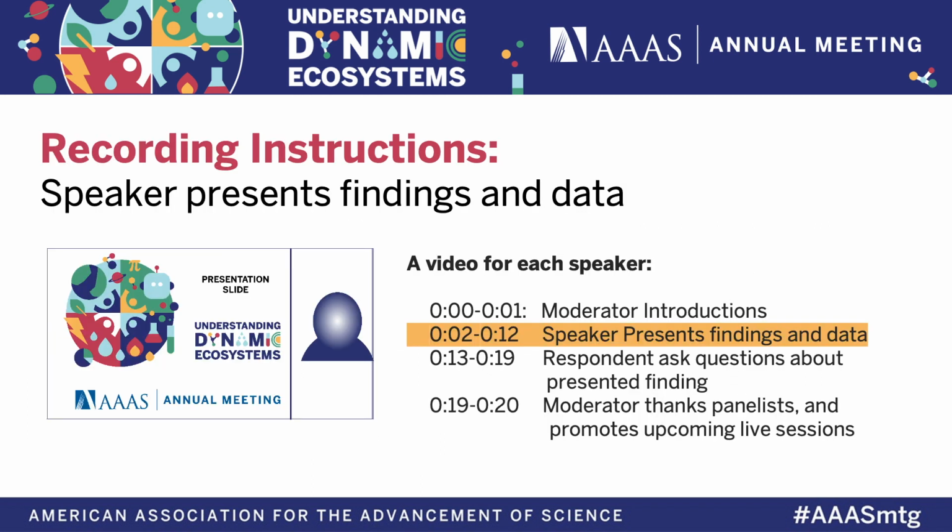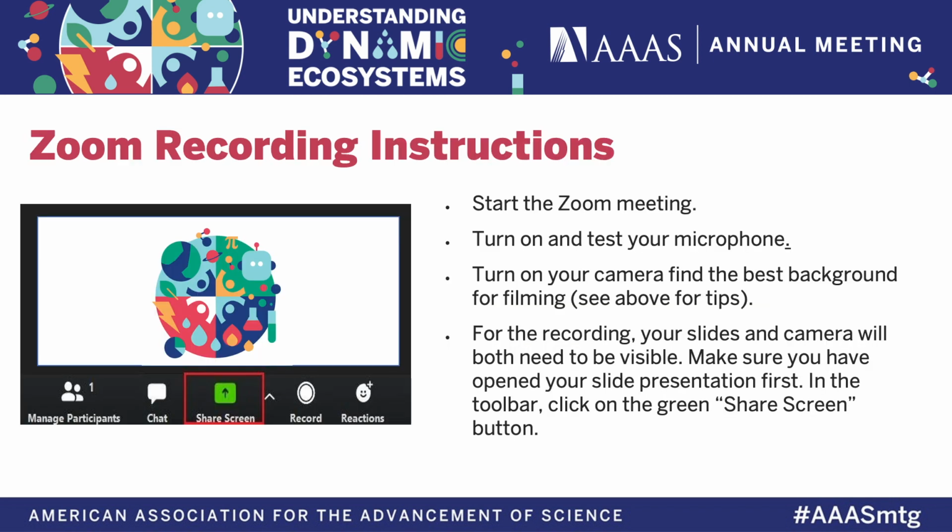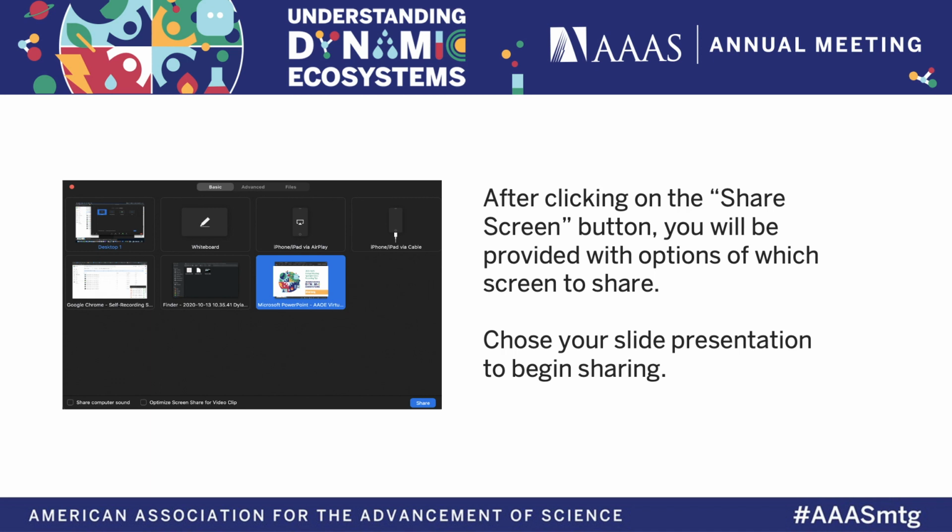The following details recording instructions for when the speaker presents their findings and their data. In order to record via Zoom, first start a Zoom meeting. Please turn on and test your microphone, and turn on your camera and find an appropriate background for filming. For this recording, your slides and camera will both need to be visible. First, make sure you've opened your slide presentation, and in the toolbar, click on the green Share Screen button. After clicking on the Share Screen button, you will be provided with options on which screen to share. Choose your slide presentation to begin sharing.